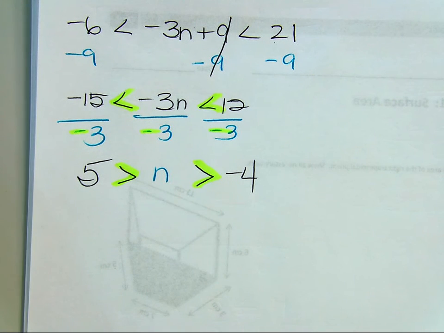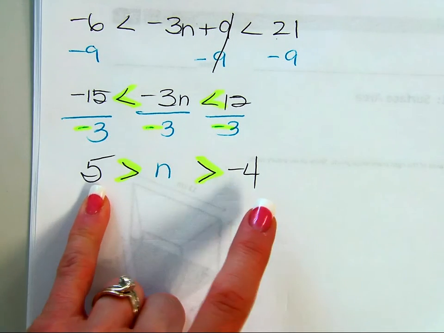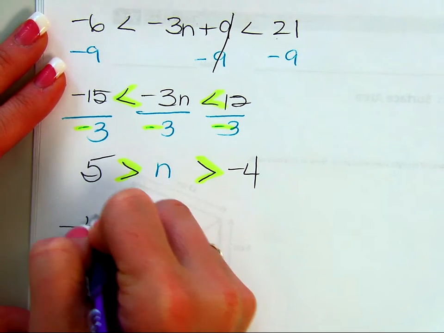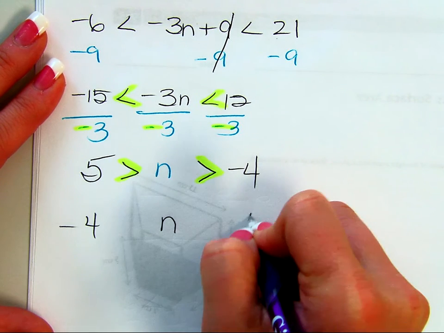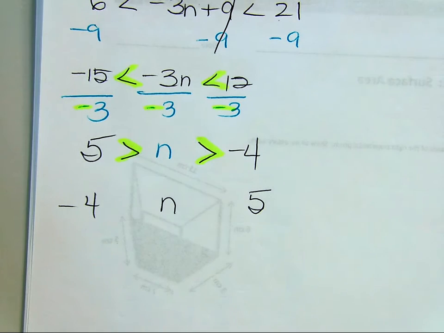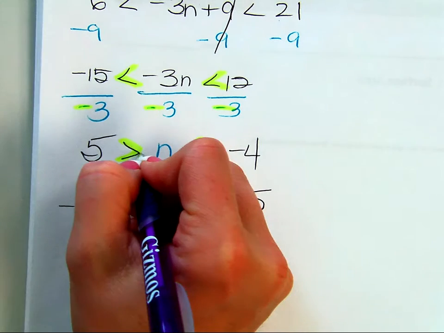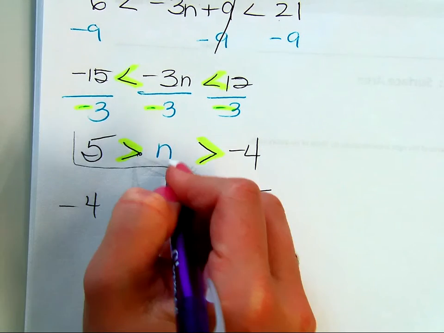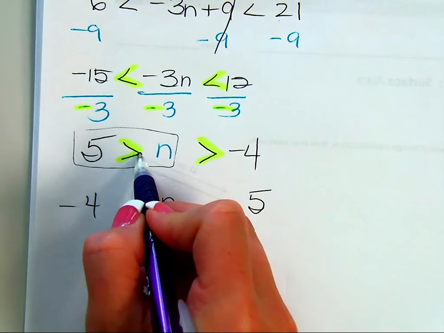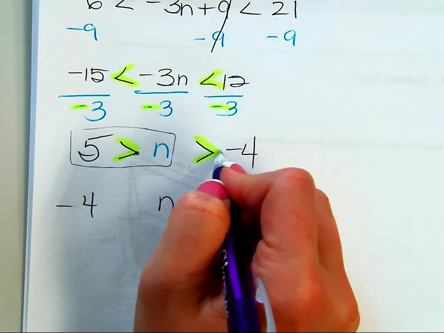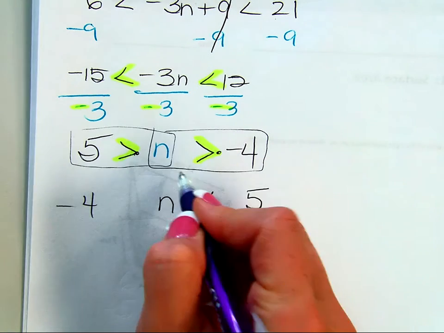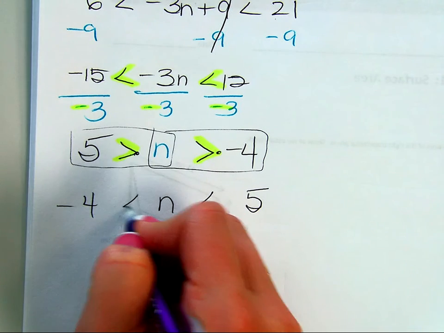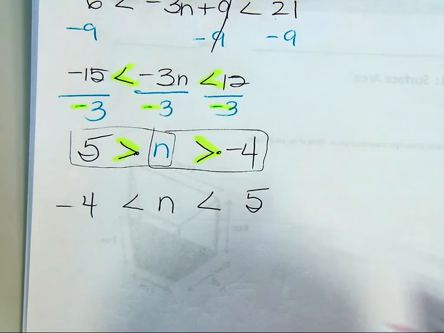Is my answer how it should be? To be the best answer it can be? No, because negative 4 is not to the right of 5. So I'm going to put a negative 4 here, the n here, and the 5 there. And then you just got to get those signs in the right direction. Okay? So for this one, n is less than 5. And for this one, n is greater than negative 4. Okay? So now that's written correctly.